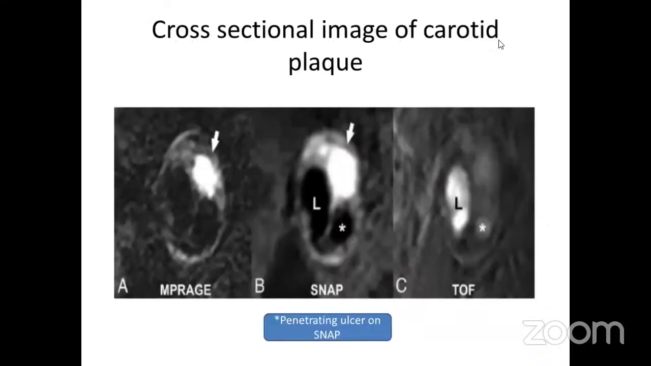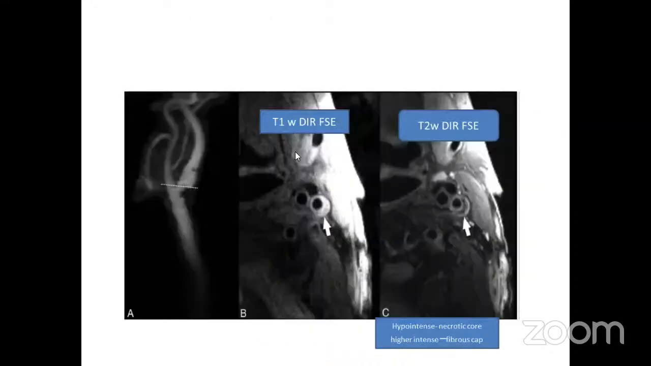Here is a cross-sectional image of the carotid plaque, where the MPRAGE sequence shows a hyperintense signal suggestive of hemorrhage. In the SNAP image, we can see a small penetrating ulcer compared to the time of flight images. On the T1 weighted and T2 weighted images, we can see the eccentrically located plaque, and in the T2 weighted images, a double inversion recovery sequence, we can see a thin fibrous cap, and behind that a hypointense area, which is a necrotic core.